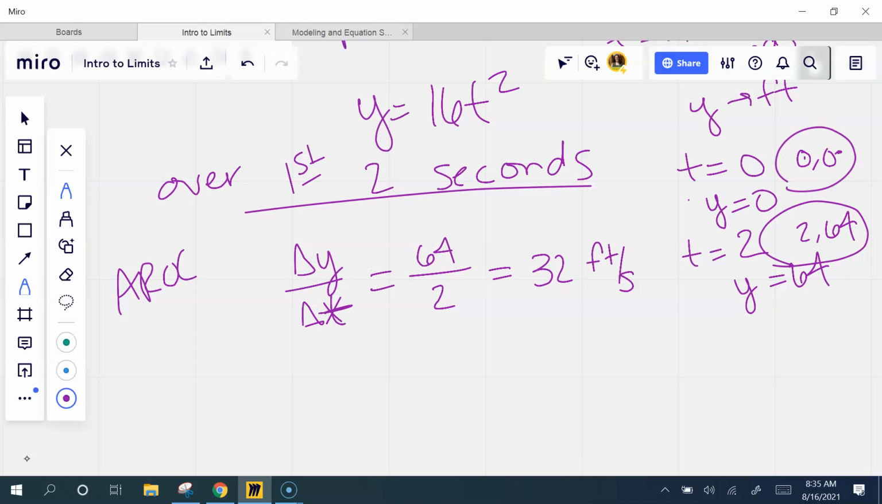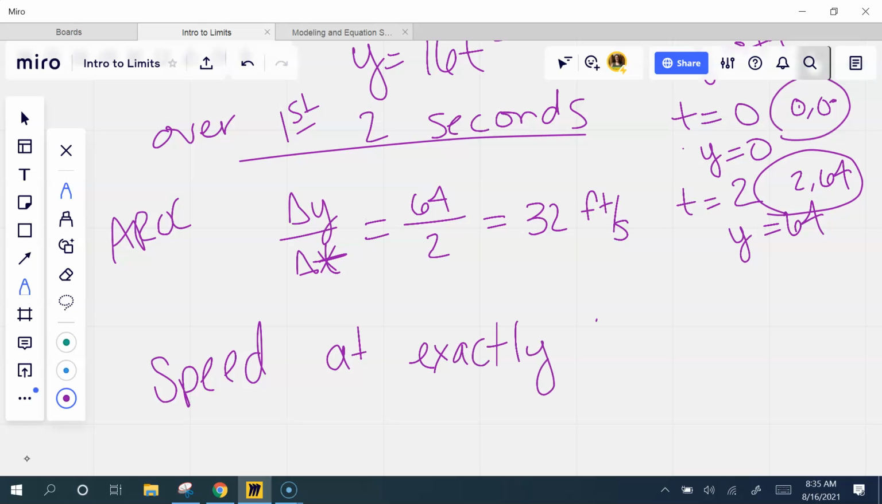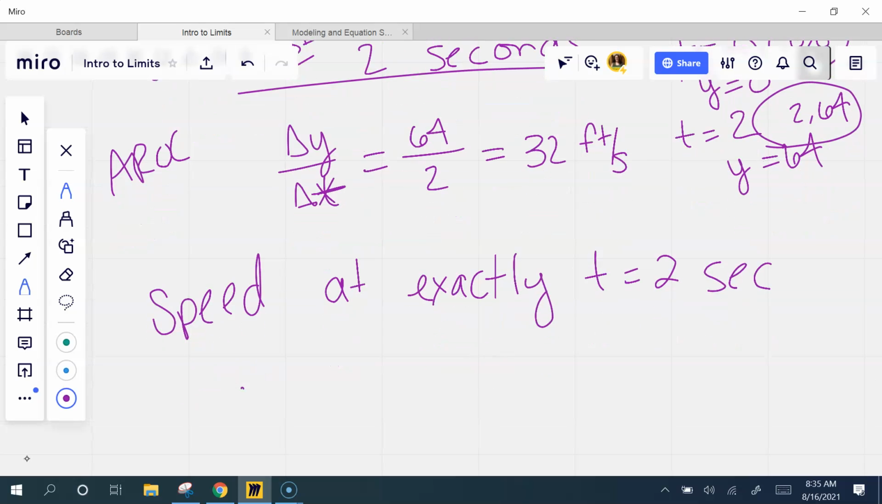Same with this. So what if I asked you, what is the speed at exactly 2 seconds? In other words, if you could stop that rock and look at it at 2 seconds, how fast was it going at exactly 2 seconds? So this is my instantaneous rate of change, when t equals 2.